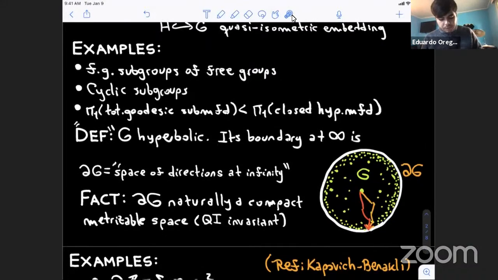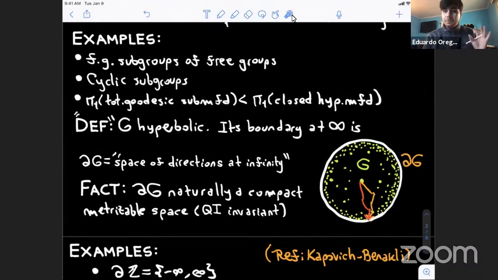So this space is naturally a compact space with a metric. This metric is non-canonical, but the topology is canonical, and indeed this is a quasi-isometric invariant for hyperbolic groups. So if you have two hyperbolic groups that are quasi-isometric, then the boundaries will be homeomorphic, which is pretty nice.